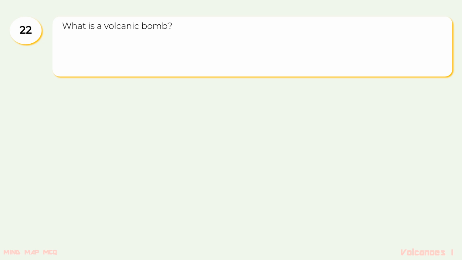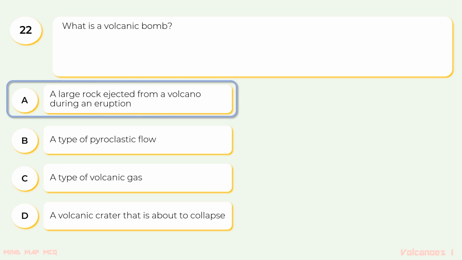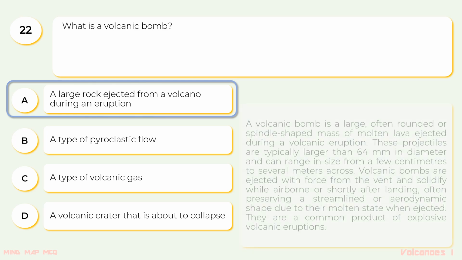22. What is a volcanic bomb? The options are A. a large rock ejected from a volcano during an eruption, B. a type of pyroclastic flow, C. a type of volcanic gas, D. a volcanic crater that is about to collapse. The correct option is A. a large rock ejected from a volcano during an eruption.